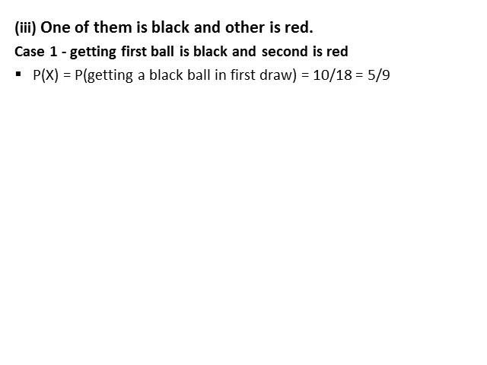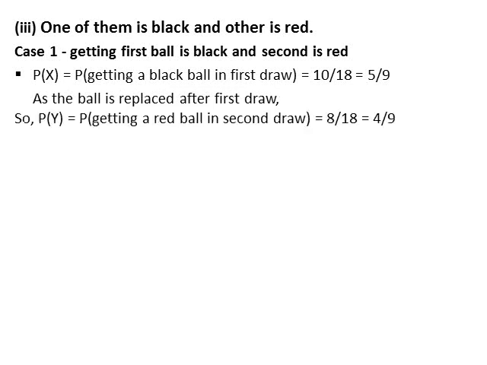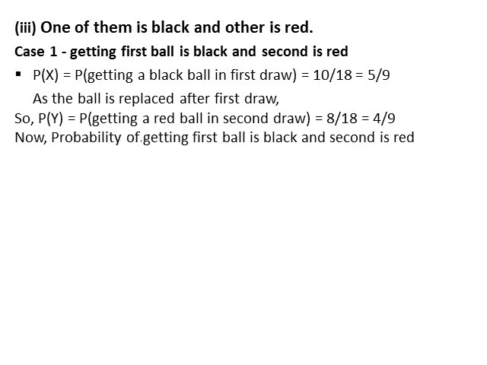Now third part. One of the balls is black and other is red. Here two cases arise. Case number 1. Getting first ball black and second red. Let X be the event that first ball drawn is black and Y be the event that second ball drawn is red. So P(X) equals 10/18 equals 5/9. As the ball is replaced after first draw, so probability of event Y equals 8/18 equals 4/9.